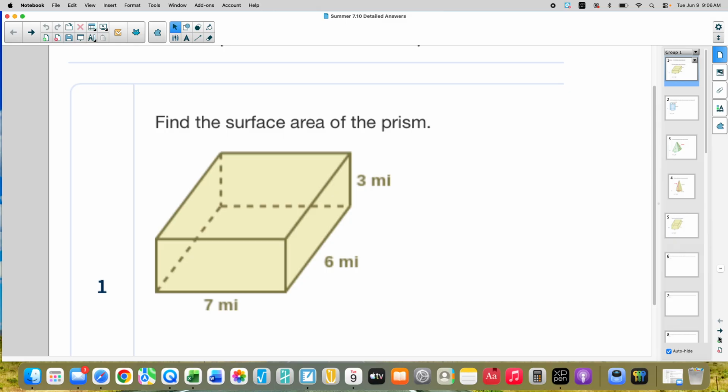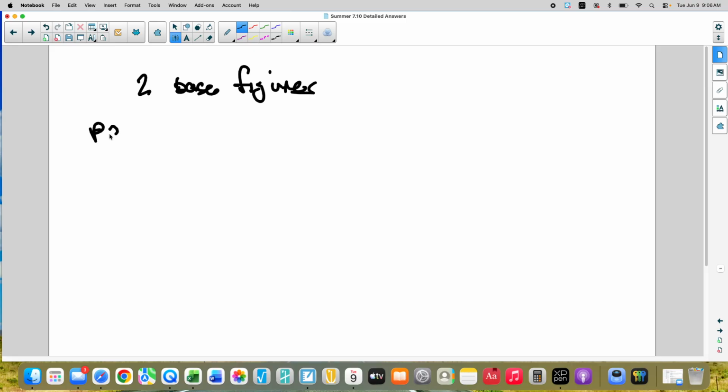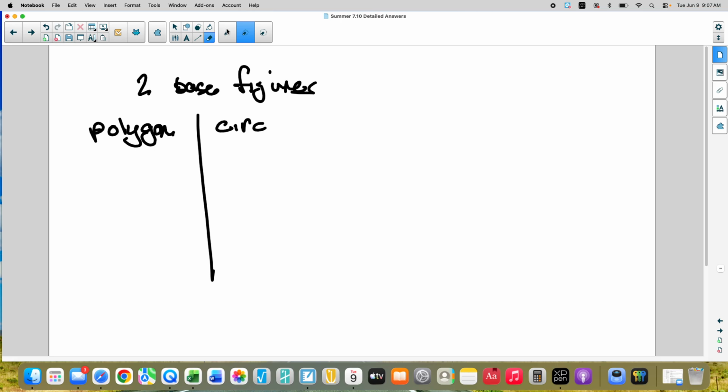First thing we should know are two base figures. When it's a polygon base, as opposed to a circular base, a two base figure that is a polygon is called a prism. A circular base would be called a cylinder.